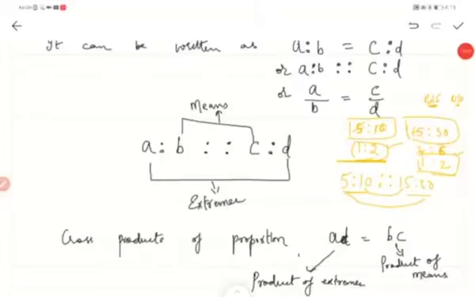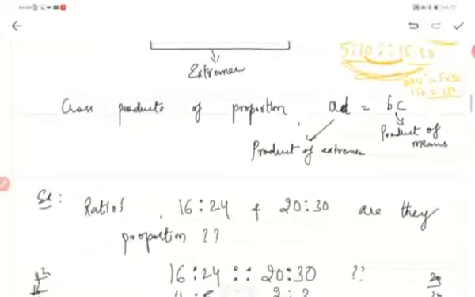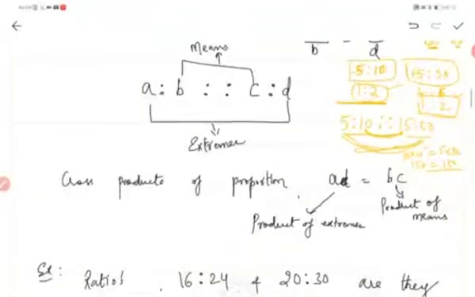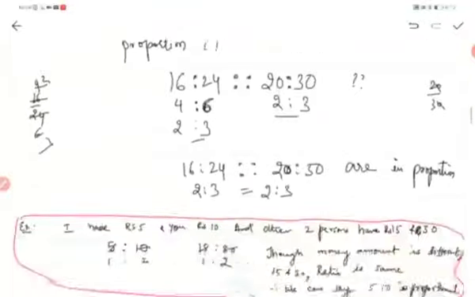Obviously when they are in proportion, the product of mean terms and the product of extreme terms will be the same. So 10 into 15 will be equal to 5 into 30. 10 into 15 is 150, and 5 into 30 is also 150. Based on this proportion you will get many questions. First of all, they will give you two ratios and ask whether they are in proportion or not, true or false. You need to do that.